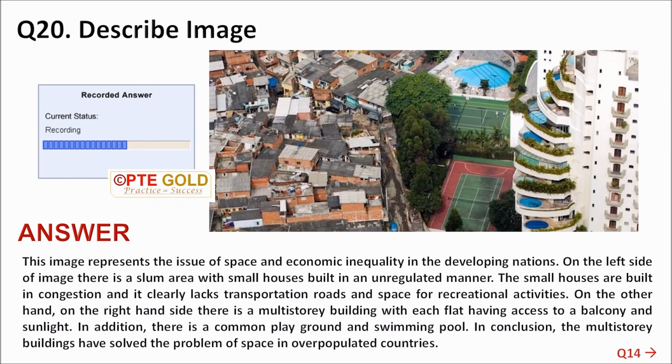On the other hand, on the right-hand side there is a multi-story building with each flat having access to a balcony and sunlight. In addition, there is a common playground and swimming pool. In conclusion, the multi-story buildings have solved the problem of space in overpopulated countries.